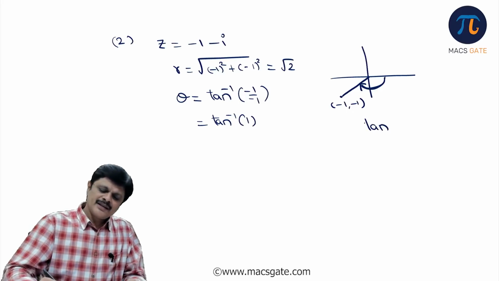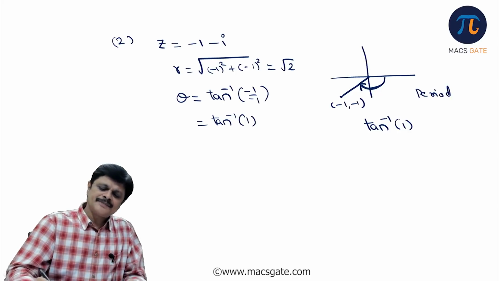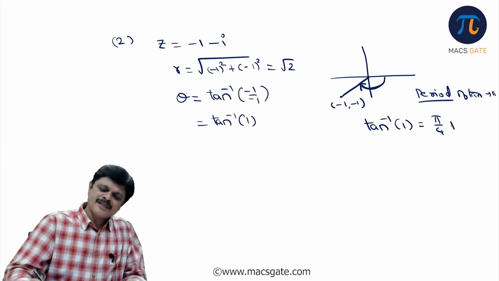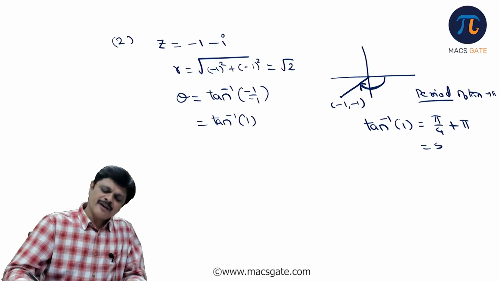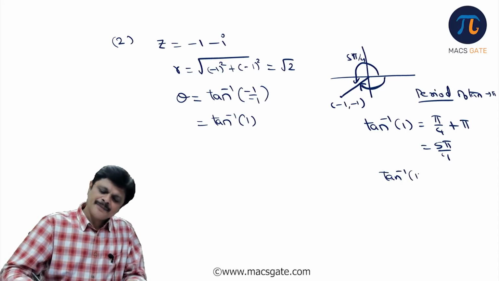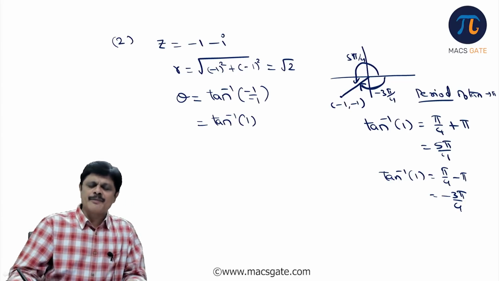Now we know that tan inverse 1 is pi by 4. But what is the period of tan? The period of tan is pi. So tan inverse 1 is pi by 4, and even pi by 4 plus pi is also the same tangent. Am I clear? So pi by 4 plus pi means 5 pi by 4. This is the angle, 5 pi by 4. Same thing, pi by 4 minus pi. What is pi by 4 minus pi? Minus 3 pi by 4. So this is minus 3 pi by 4.